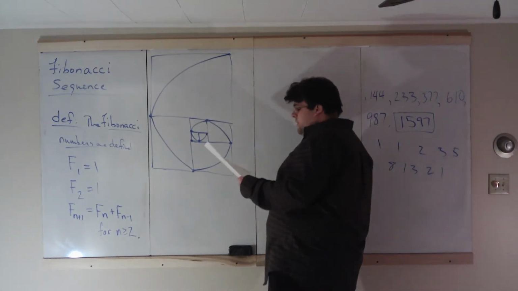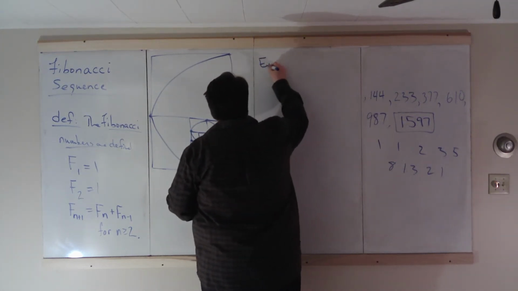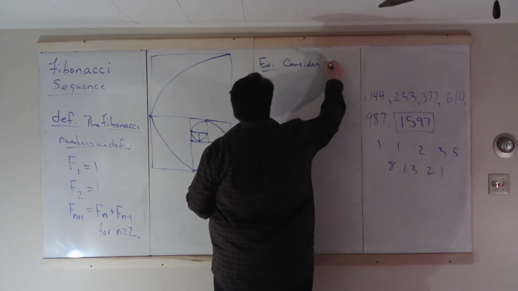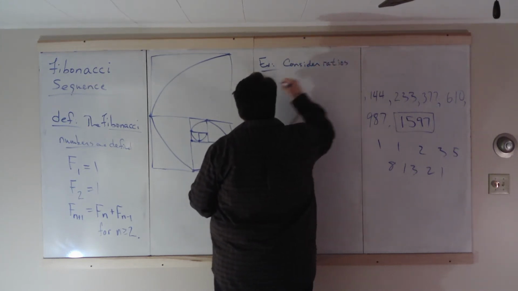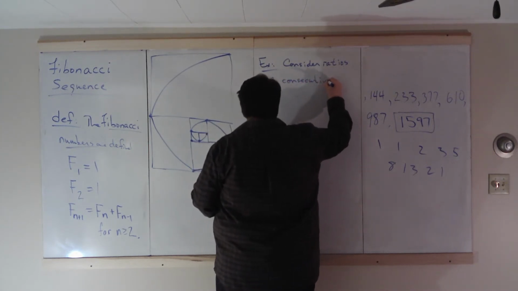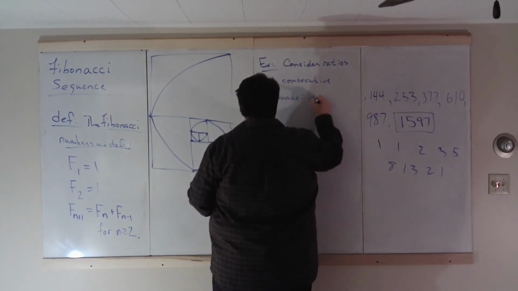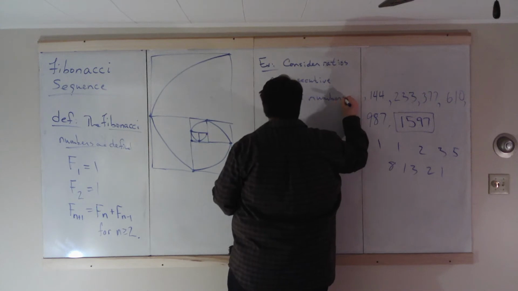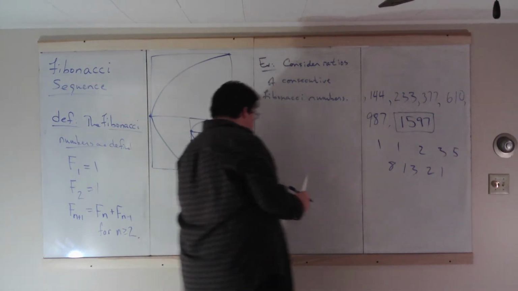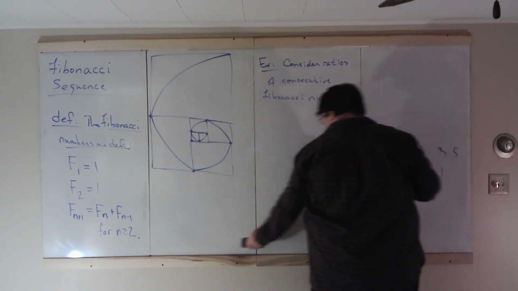We're going to do one more thing. We're going to consider one more thing with this Fibonacci sequence. Consider ratios of consecutive Fibonacci numbers. Consider ratios. Well, what do we mean by this? Well, I have them written out here, so I'll use these.